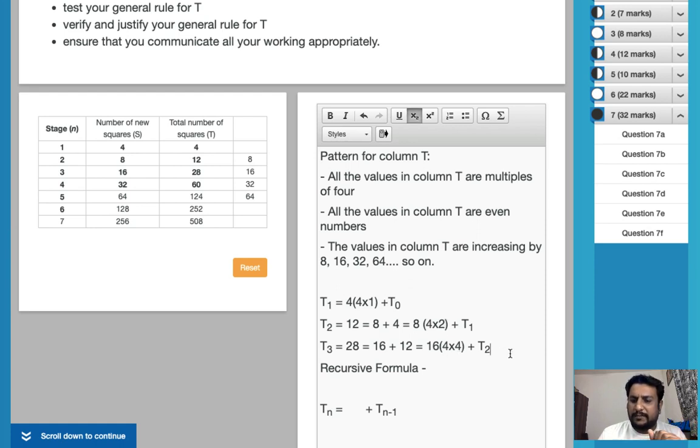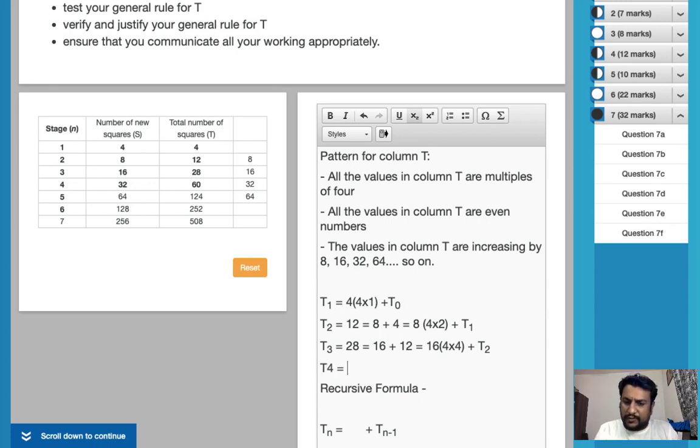What should be the next step? T4 should be equal to, how much is T4? That is 60. 60 can be written as 28 plus 32. So I'll first write 32 plus 28, that is your previous term. Again I write 32 plus T3, which I'll copy from here. Now if you have figured out, this is 4 into 1, this is 4 into 2, this is 4 into 4, this is 4 into 8.